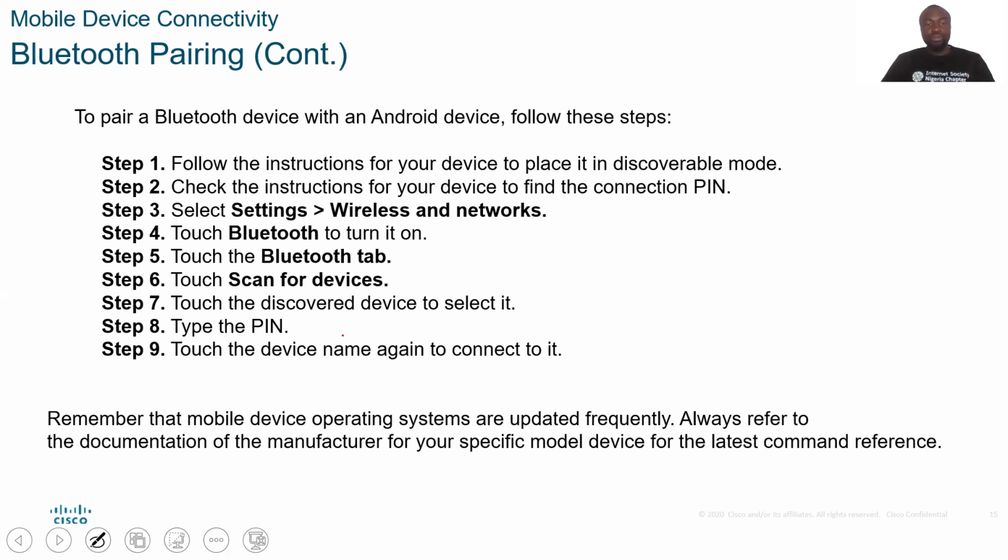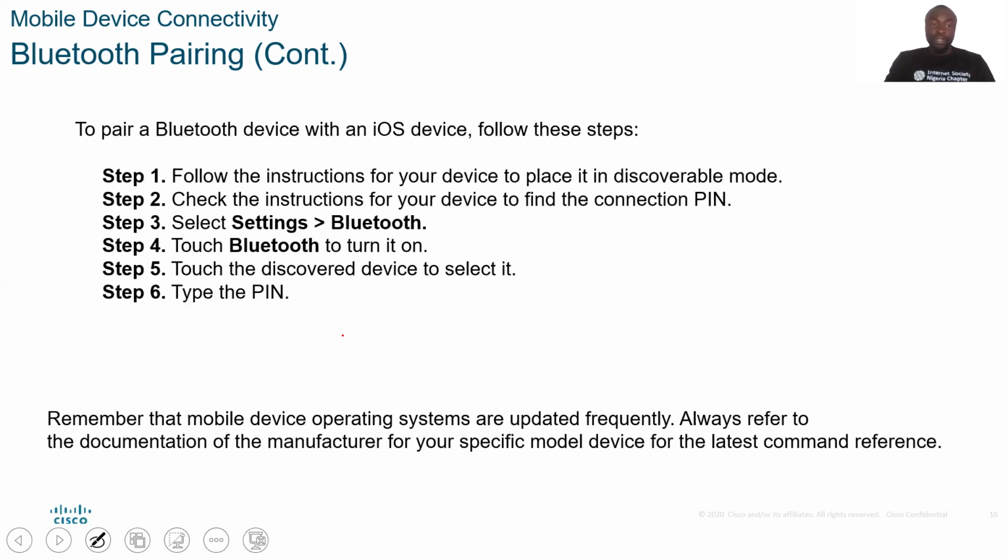5, touch the Bluetooth tab. 6, scan for devices. 7, touch the discovered device to select it. 8, type the PIN number to authenticate and verify. 9, touch the device name again to connect to it. Remember, mobile device operating systems are updated frequently, so always refer to the documentation of your manufacturer for your specific device model or the latest reference.